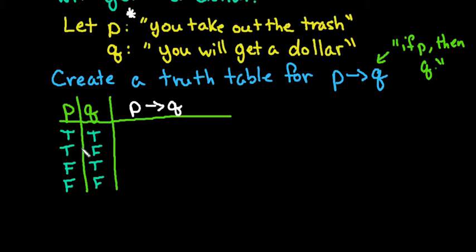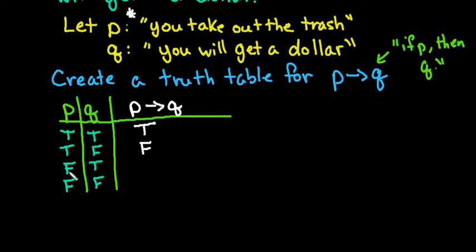So with this, on the first one, if you take out the trash, then you will get $1. Both of them were true. That's a true statement. Okay. For the second one, if you take out the trash, you did what you were told to do, but then you don't get your $1, the second part becomes false. This is a false statement because the consequence was not met. The promise that was given to you was not met.